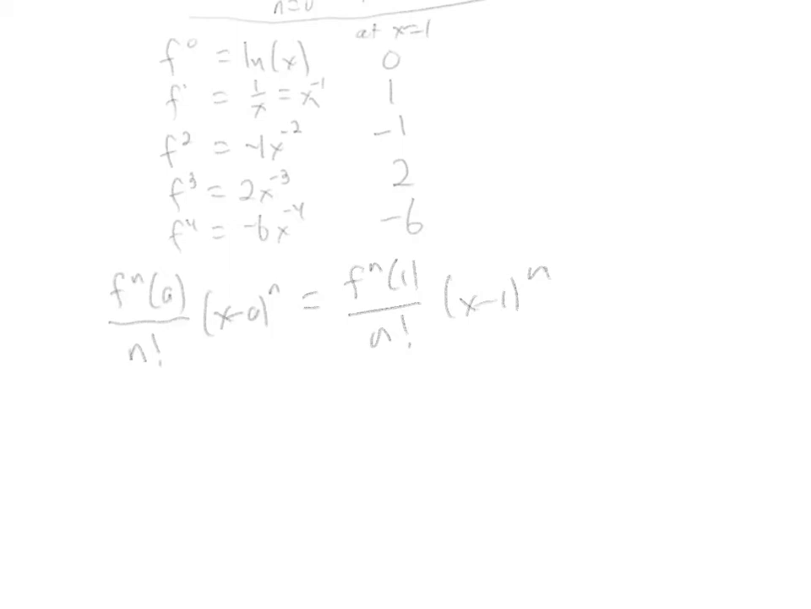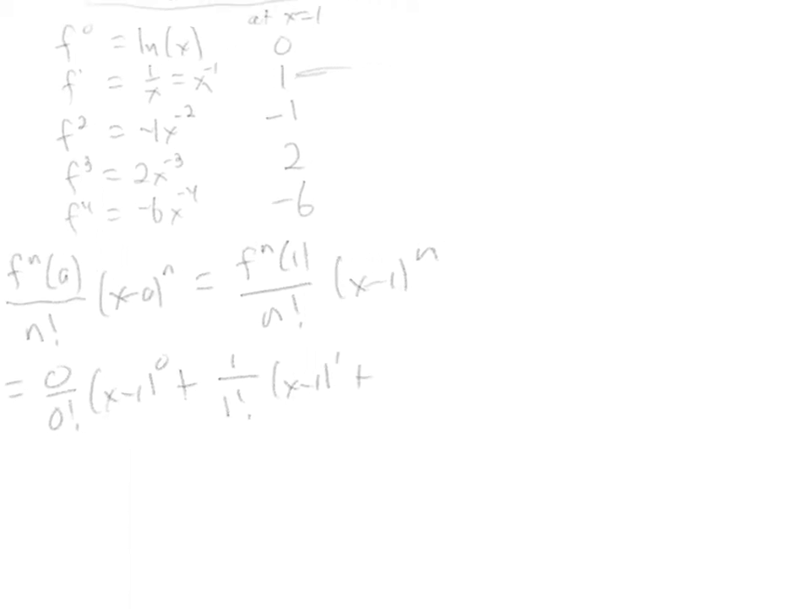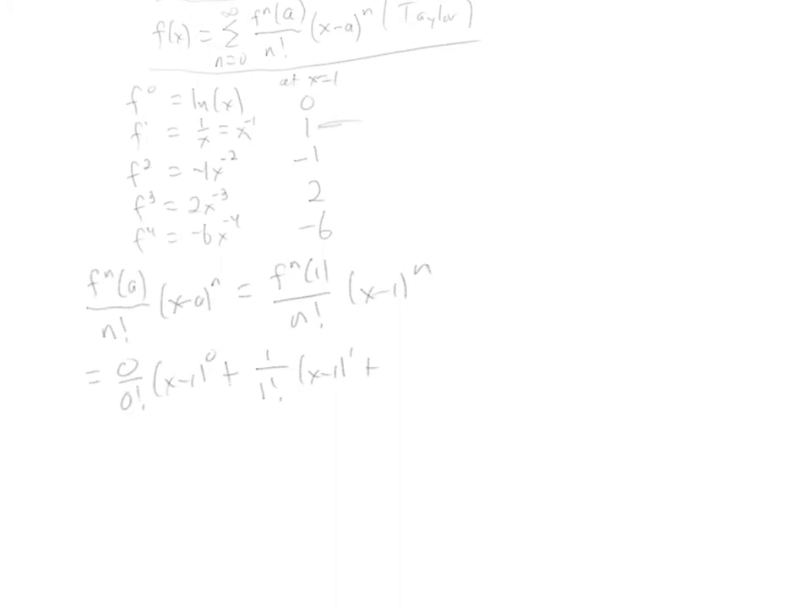Very exciting. So the 0th derivative is 0 over 0 factorial, x minus 1 to the 0, plus 1, that's this one right here, over 1 factorial, x minus 1 to the first, plus 2, negative 1 over 2 factorial, x minus 1 to the second, plus 2 over 3 factorial, x minus 1 to the third, plus negative 6 over 4 factorial, x minus 1 to the fourth.